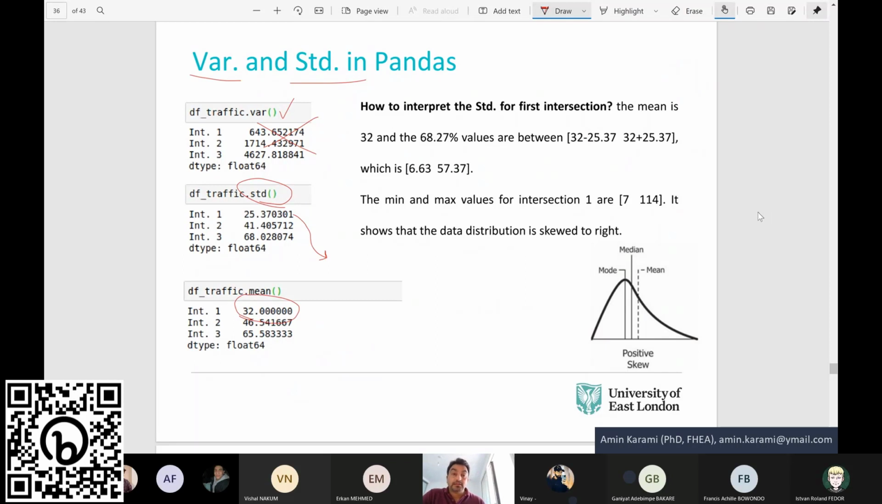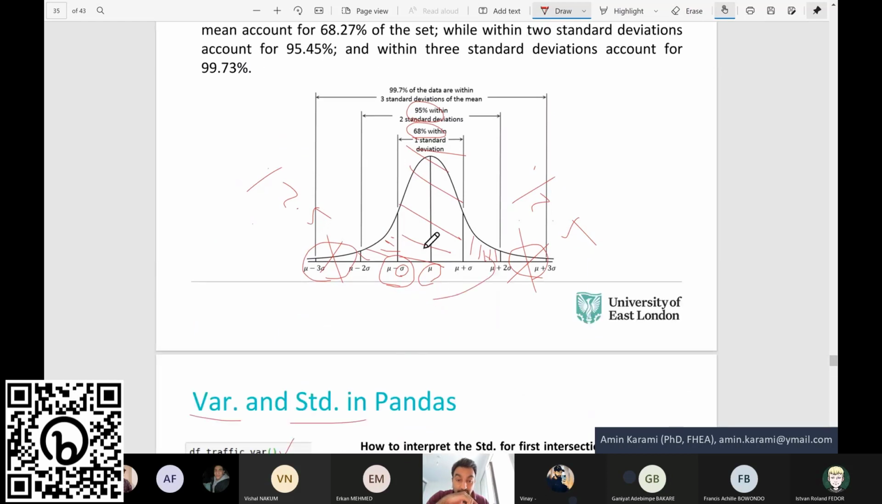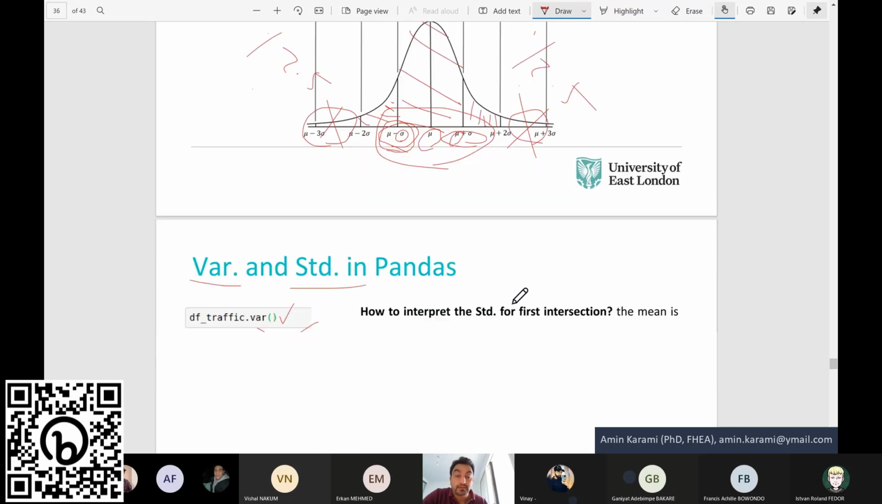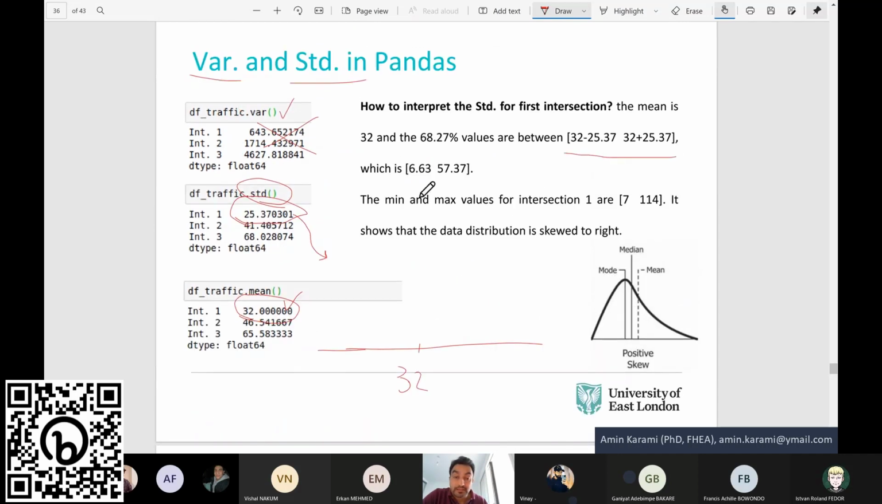So we said that standard deviation is about how data is distributed around the mean. For instance, for intersection 1, the average value is 32, right? Okay, perfect. Standard deviation is 25.75, right? So if you do this calculation, mean plus standard deviation and mean subtract standard deviation, this is the result, 6.63 here and 57.37 here. So what does it mean?